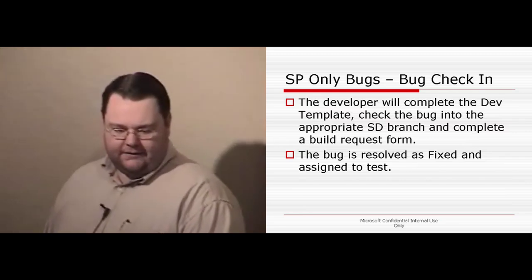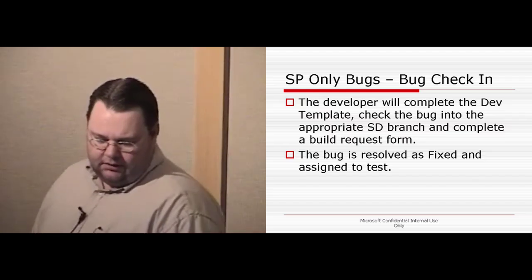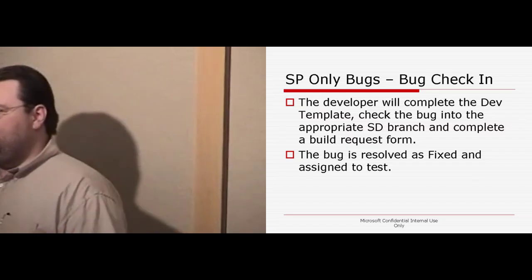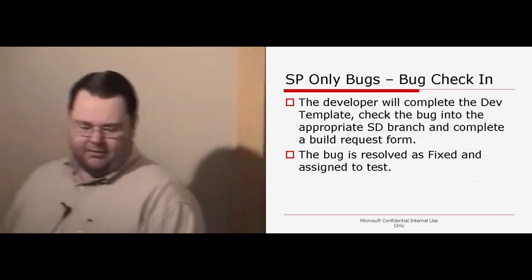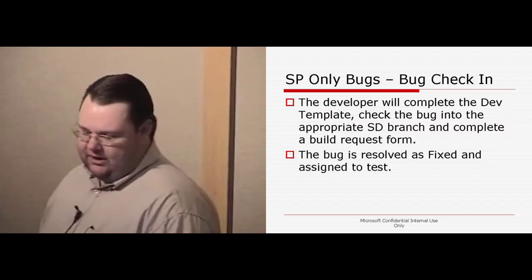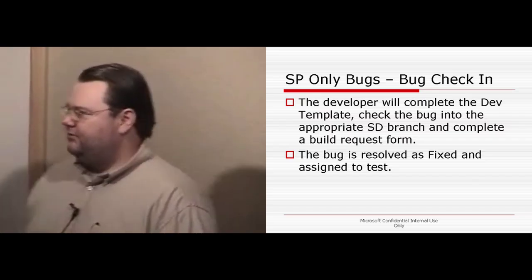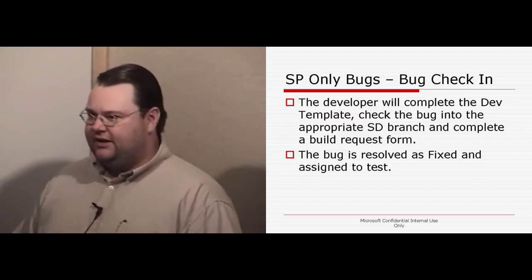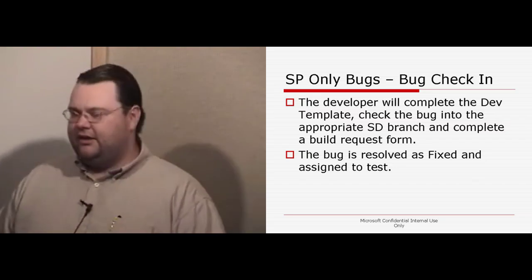Okay, bug check-in. So after it's been approved in WAR, the developer will complete a dev template, which is a web page that they go to, and they enter a whole bunch of data about the bug. Then they check the bug into the appropriate source depot branch, and they complete a bug build request form. So the build request form, just like the GDR build request form, tells the build team what binaries to include in the next service pack, any inf changes that need to be made, any registry changes that need to be made, all that kind of thing.